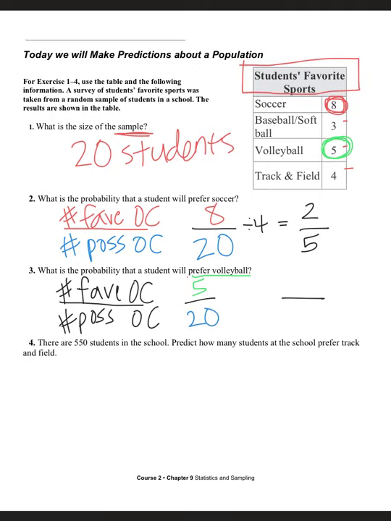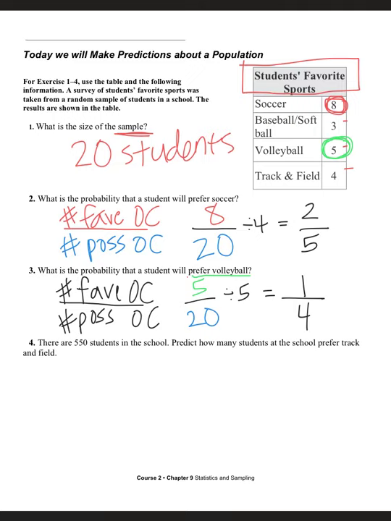And then we're going to simplify that. The greatest common factor between 5 and 20 is 5. 5 divided by 5 is 1. 20 divided by 5 is 4. So there is a 1 out of 4 chance that the students will prefer volleyball, right?